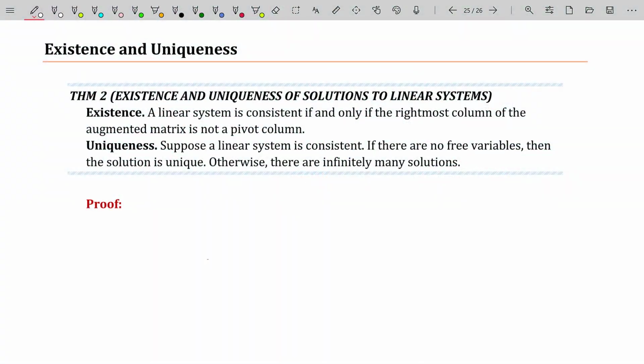Hello, my name is Roy Simpson, professor of mathematics at Cosumnes River College in Sacramento, California. This video is for linear algebra students who are currently going through row reduction techniques and echelon forms.